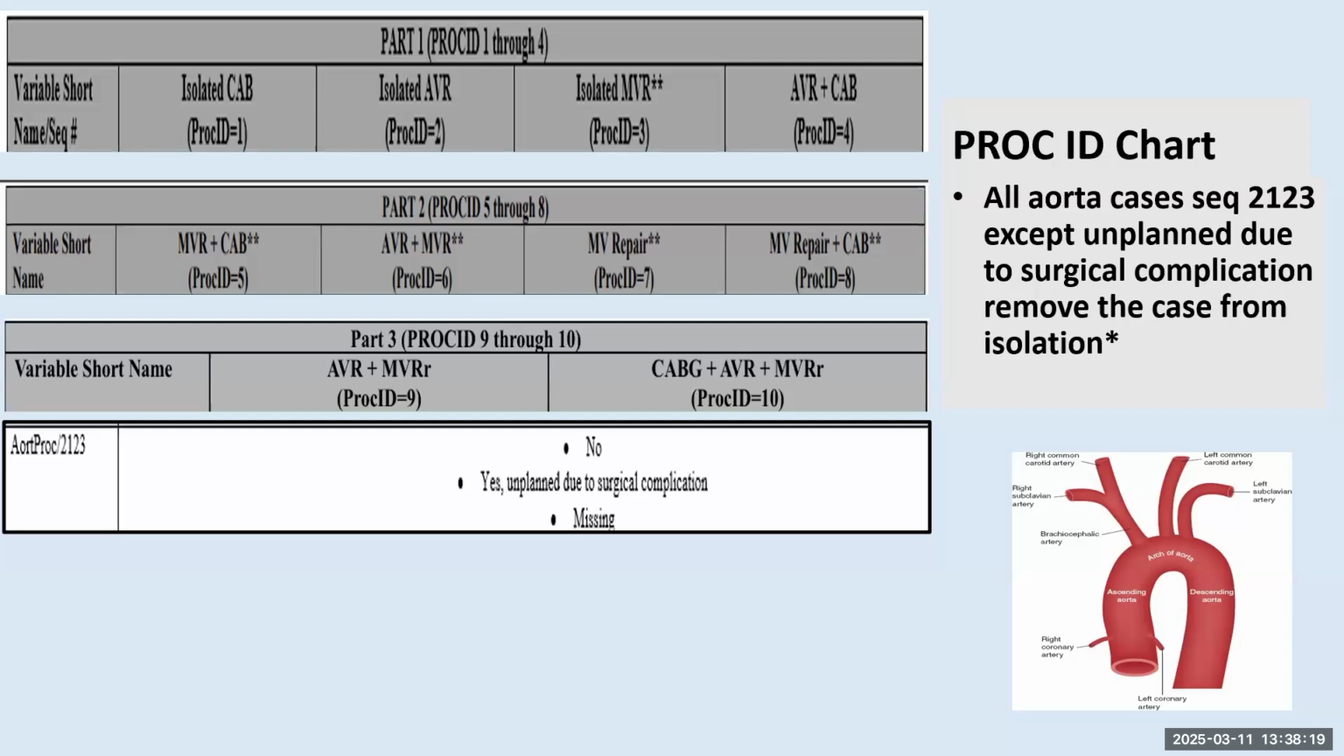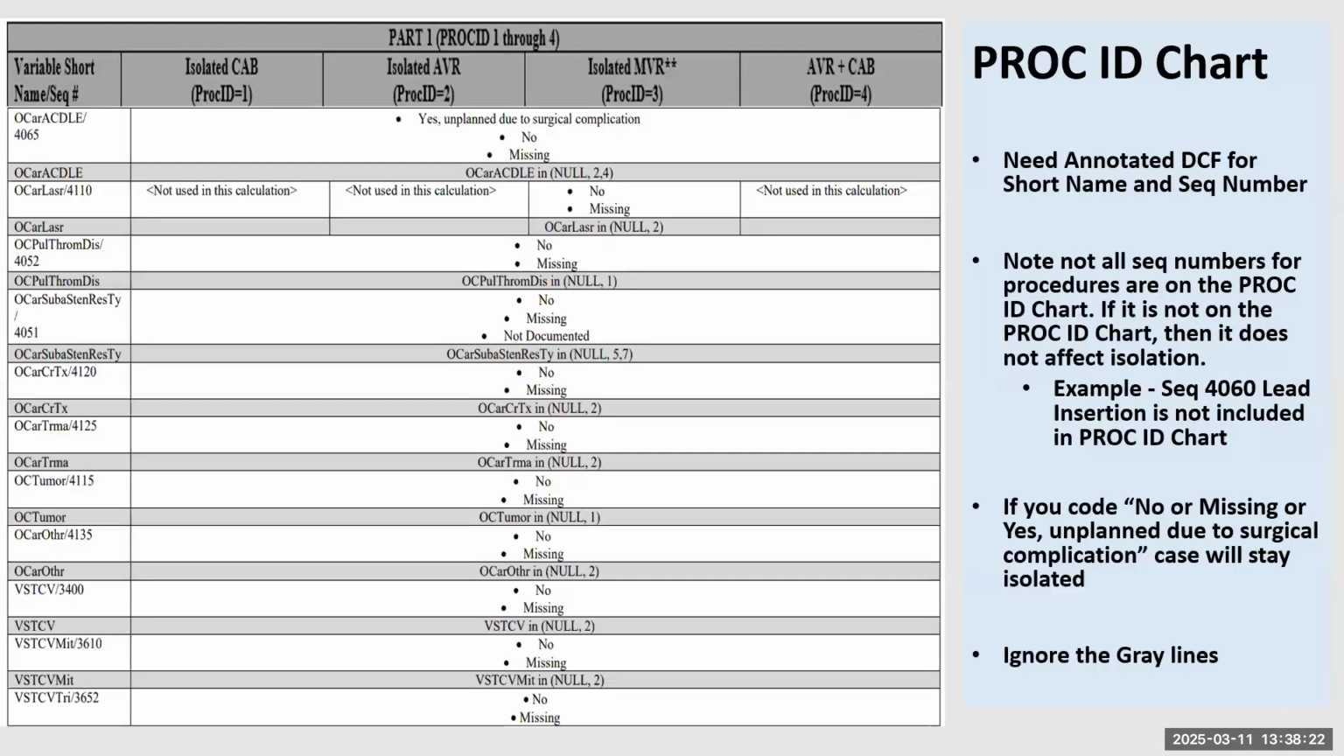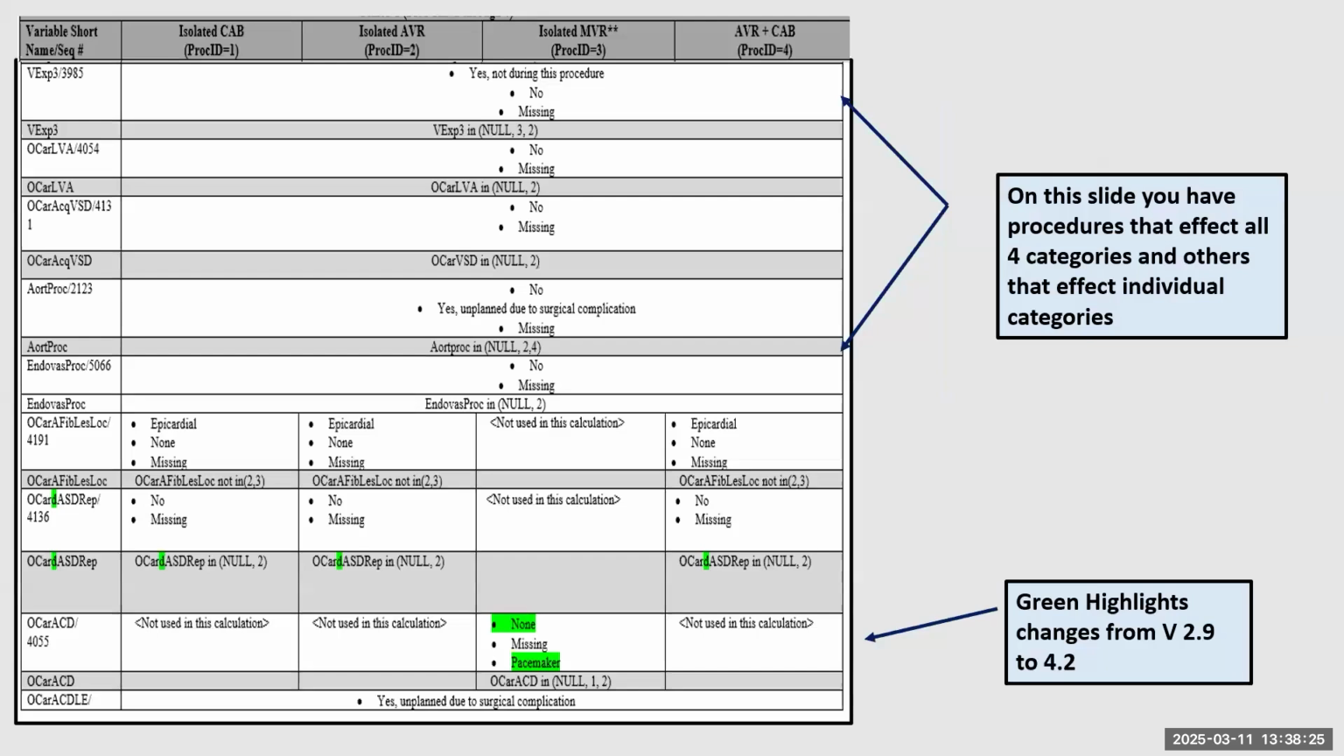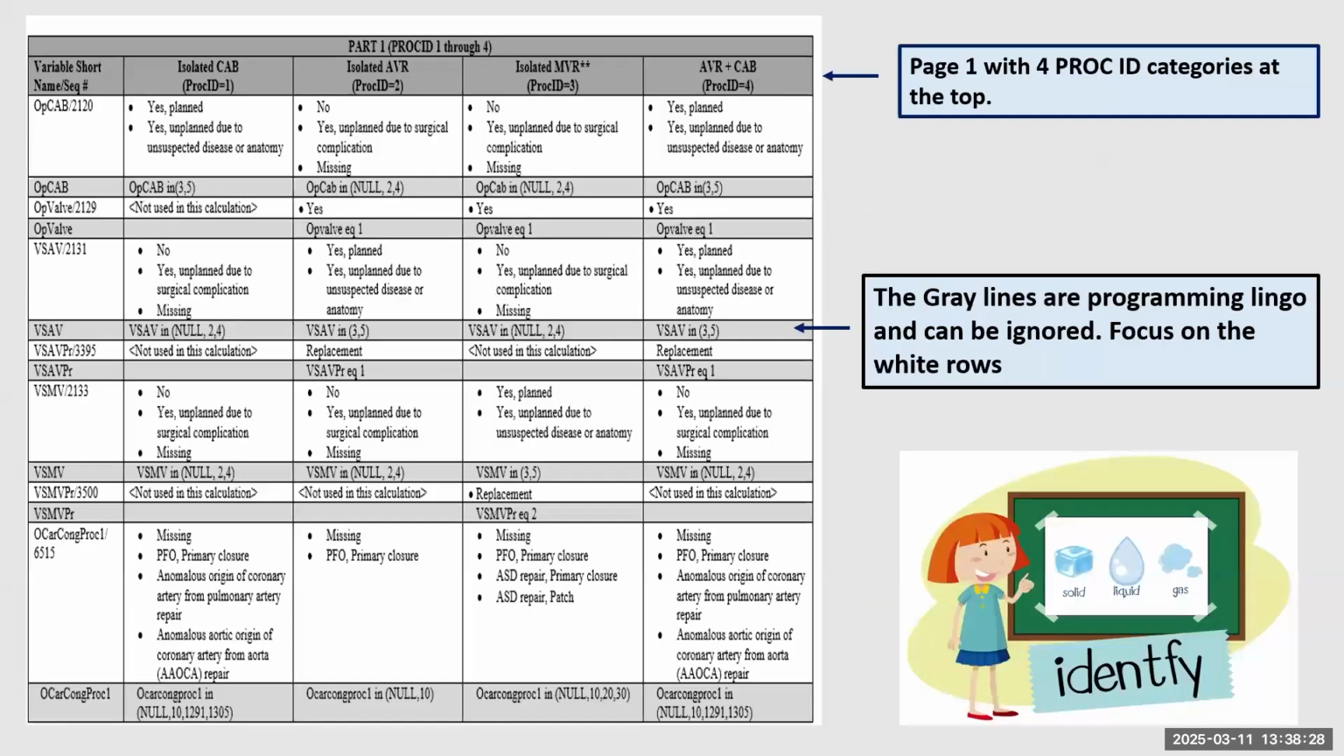Let's see if I have a slide that actually shows what I'm talking about. Don't know if I do. Yeah, here it is. Okay, so it has to do with where you're coding the AVR. In here you can see that sequence 3395 is used, but when you're in the M2 section, it's not sequence 3395. It's a different sequence number for aortic valve replacement, and that sequence number is not on the PROC ID chart.